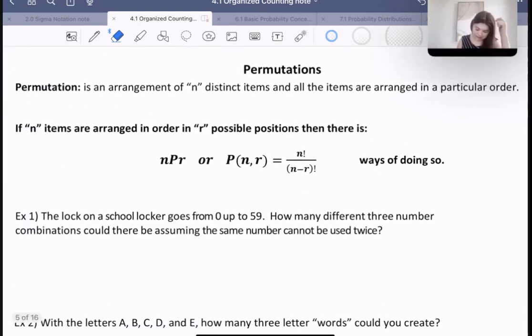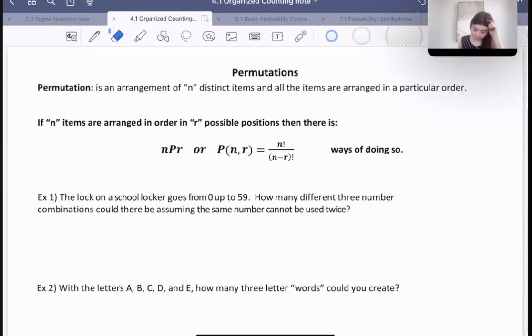Whereas here, let's say we have nPr, or P and then in brackets n comma r. I prefer this one, by the way. This one reminds me too much of multivariable probability, that sort of stuff. So I prefer this way, but either one is completely fine. Here we have n factorial over n minus r factorial. Now, before I get into questions about this, I'm going to go over, well, why is that, right?